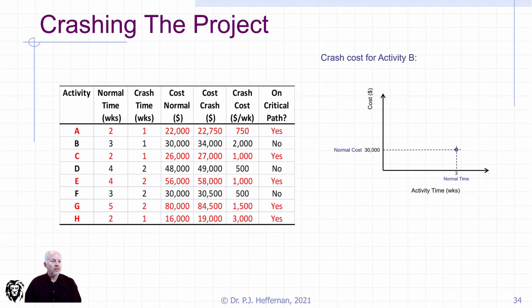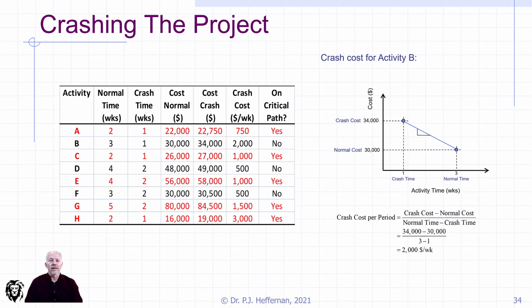So we have normal cost, normal time. This is for activity B, taking $30,000 for 3 weeks. And then its crash cost is $34,000 for 1 week. And so the slope of this line is that crash cost per week. It can be calculated here as $2,000 per week. Now, one caution.